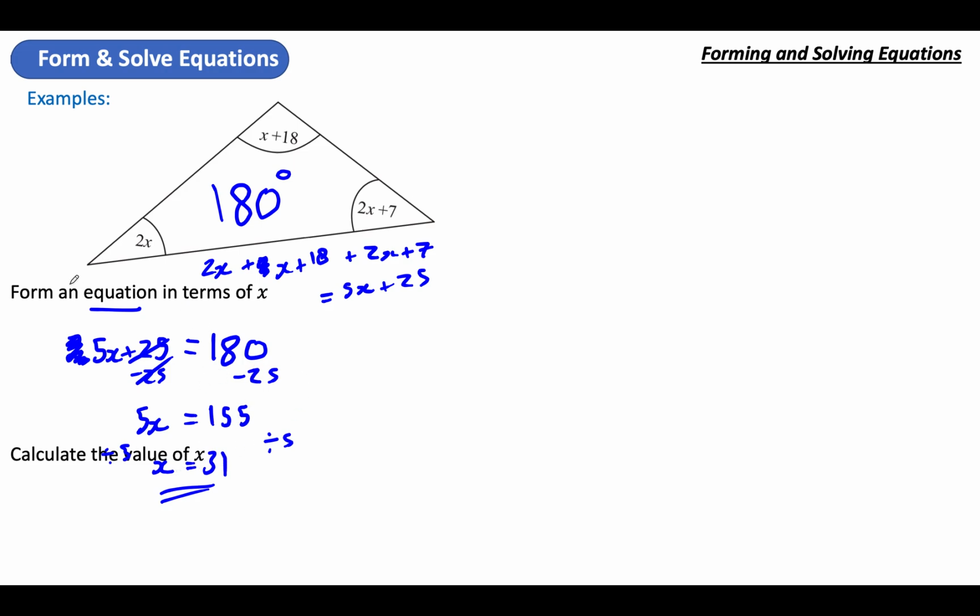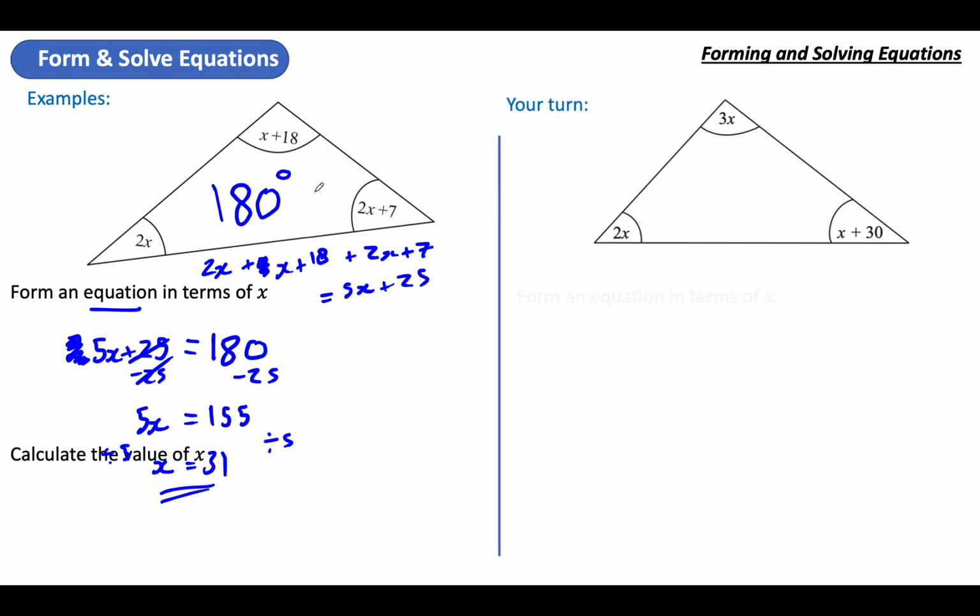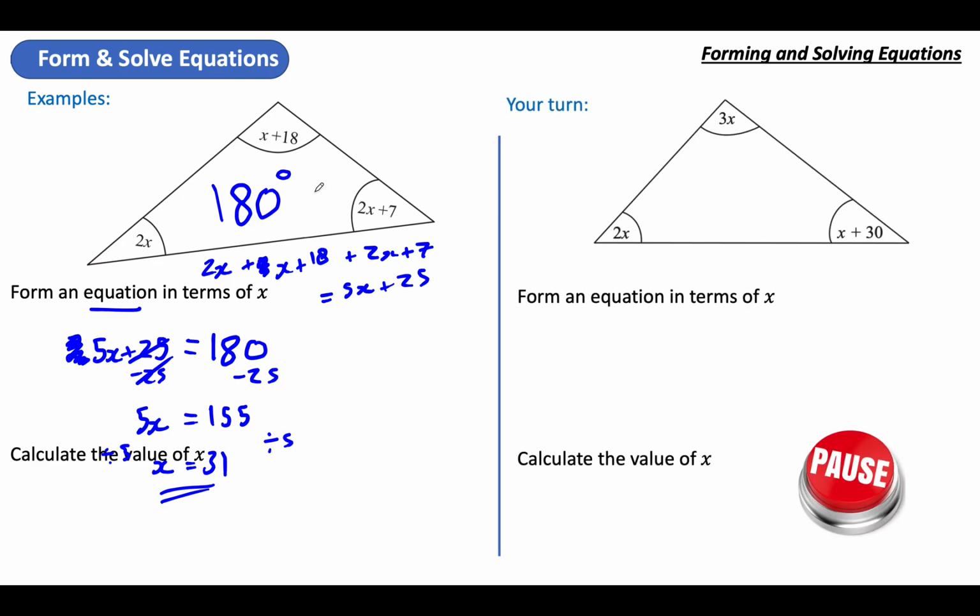You solve it. So make an equation using the built-in fact and then solve it. Angles in a triangle, add to 180. Okay, you try. Form an equation and then solve it. Pause the video and then unpause when you are done.